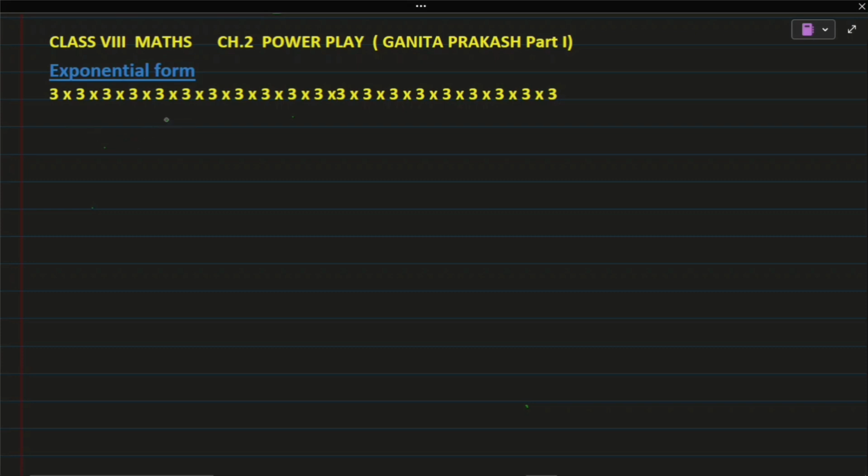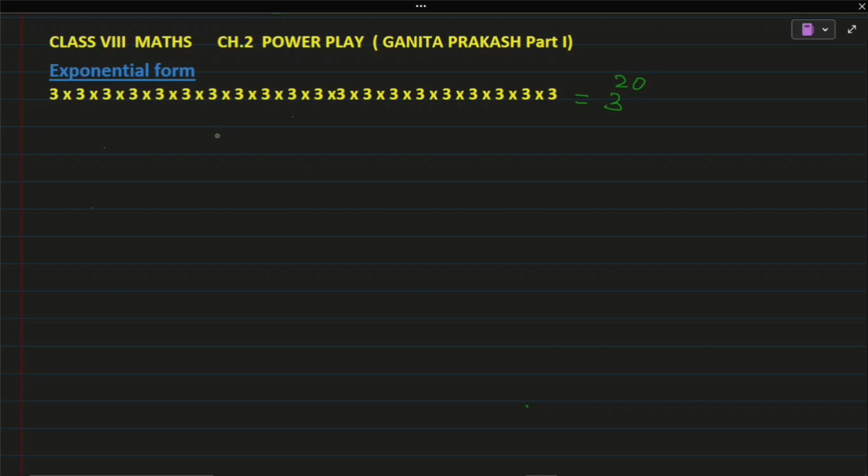Here I have written one expression on the screen, and if someone asks you to write the same in your notebook, you will be very lazy to write all these things, or there is a lot of chance to make mistakes also. So mathematicians found a solution for this. This expression I can write like this, and we can read it as 3 raised to the power 20, or 3 to the power 20.